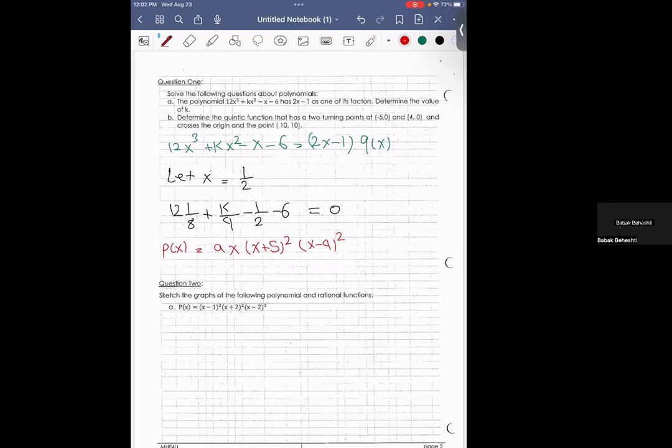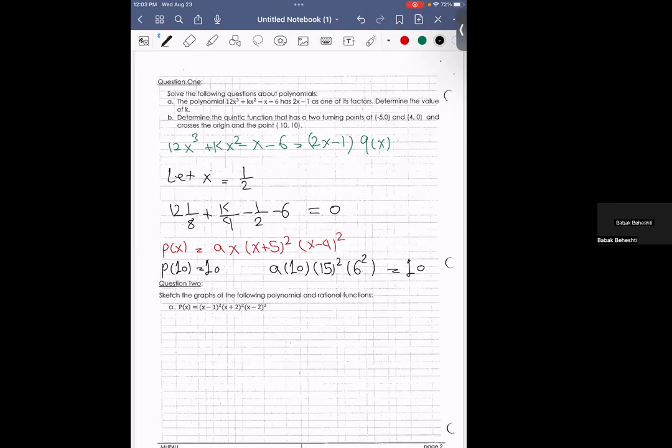Okay, so these are the factors. But the only thing is, what is the value of a? We know that it crosses the point (10, 10). So that means p(10) must be equal to 10. So you let x equal to 10. So a times 10 times 15 squared times 6 squared must be equal to 10. Then you can compute a.